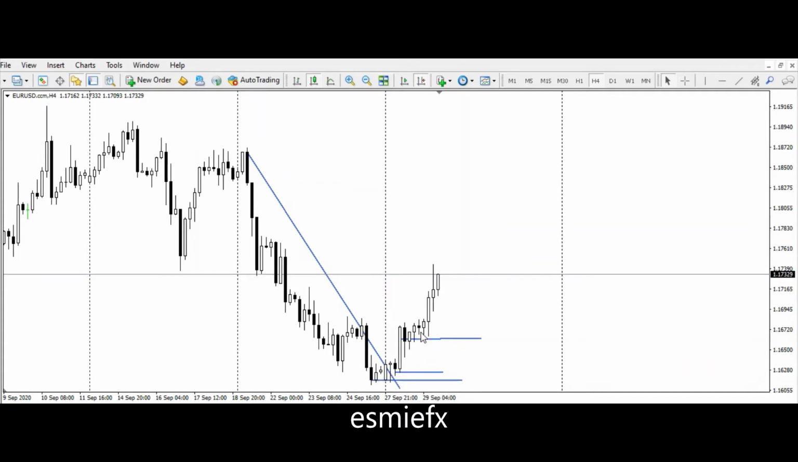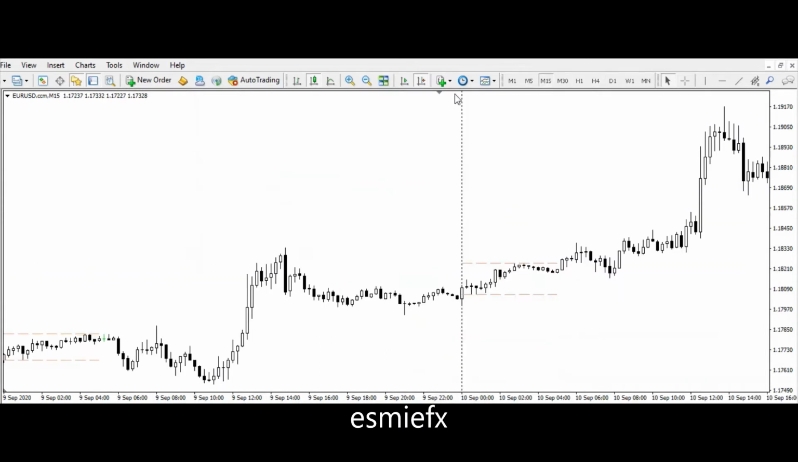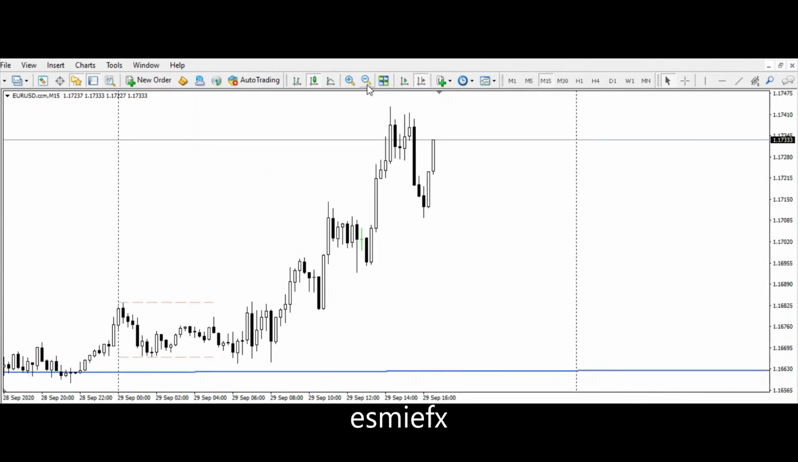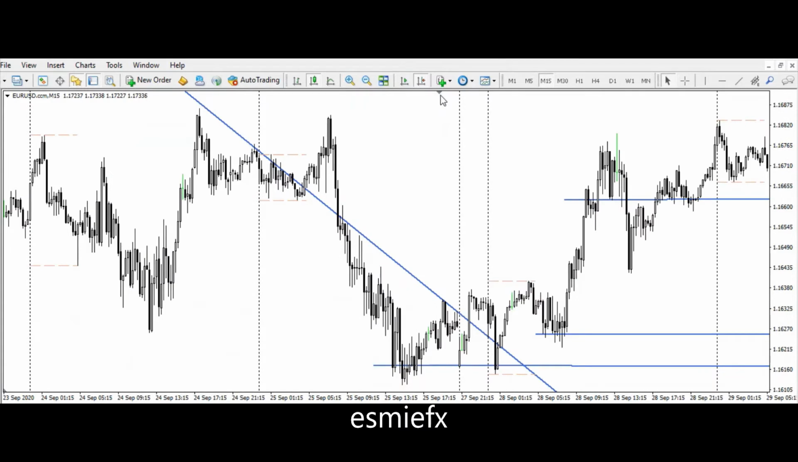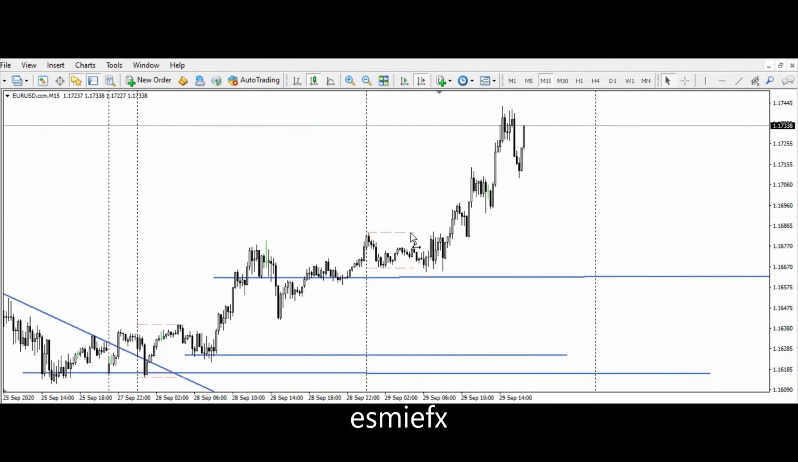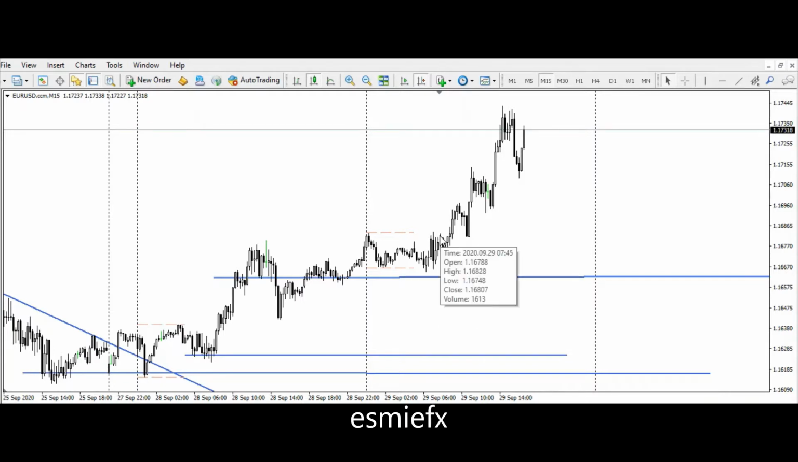So now for today price has moved up. Let's see how price unfolded. So this was the retracement yesterday after breaking the trend line, and then it went into consolidation. Even going into London Open it was in consolidation, and then it broke the structure here.